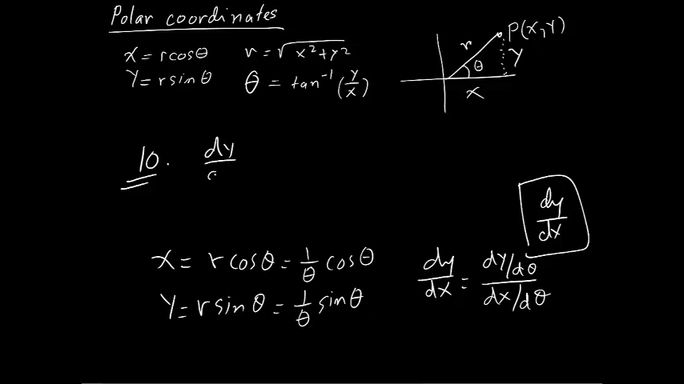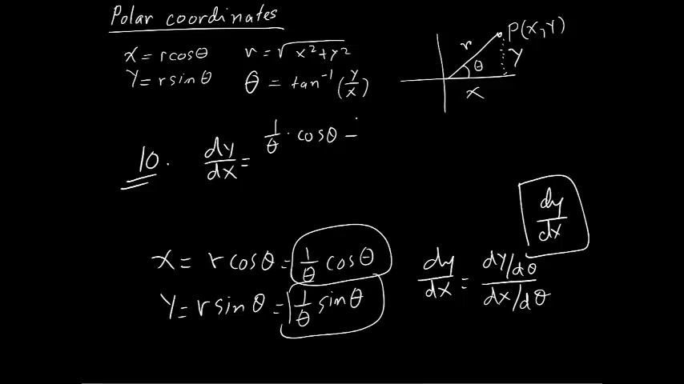So now dy/dx is coming out as dy/d theta divided by dx/d theta. So find dy/d theta. This is x and this is y. So dy/d theta will be the derivative of this. Isn't it a product rule in here? So product rule. I'm keeping 1 over theta, and the derivative of sine theta will be cosine theta, plus I'm keeping my sine theta, and the derivative of 1 over theta will be negative 1 over theta squared.